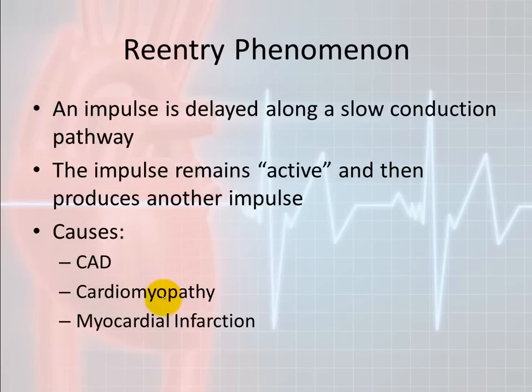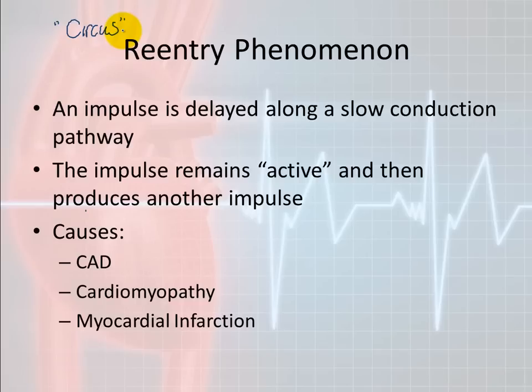The next one is called the re-entry phenomenon. What happens in a re-entry phenomenon is that an impulse is delayed along a slow conduction pathway, which means that it actually will remain active. The impulse remains active, and then it will circle back around. Sometimes this is referred to as a circus re-entry.